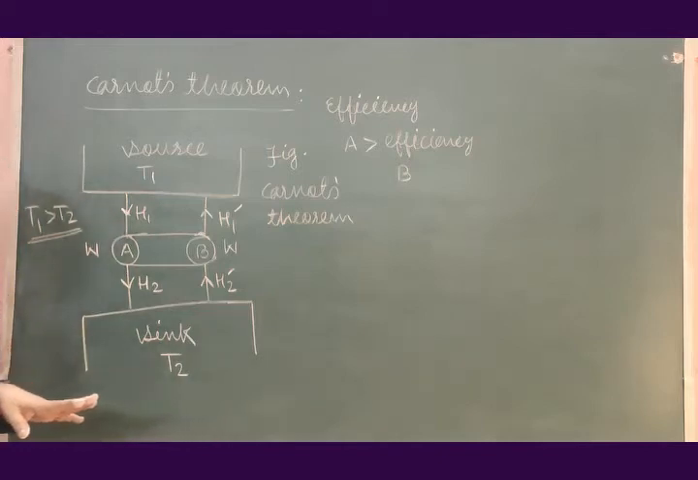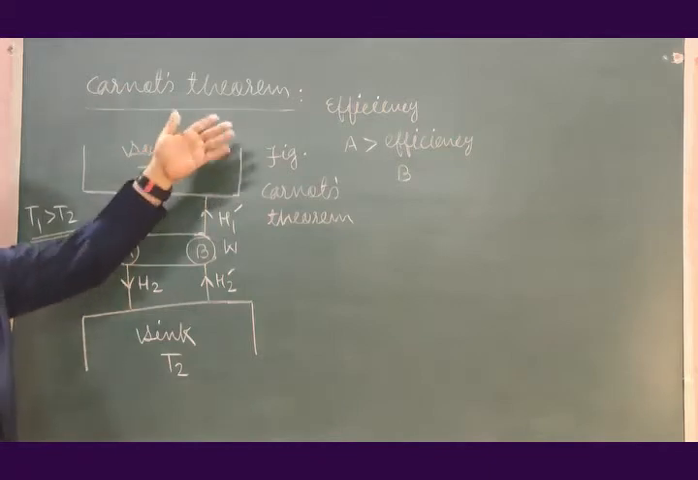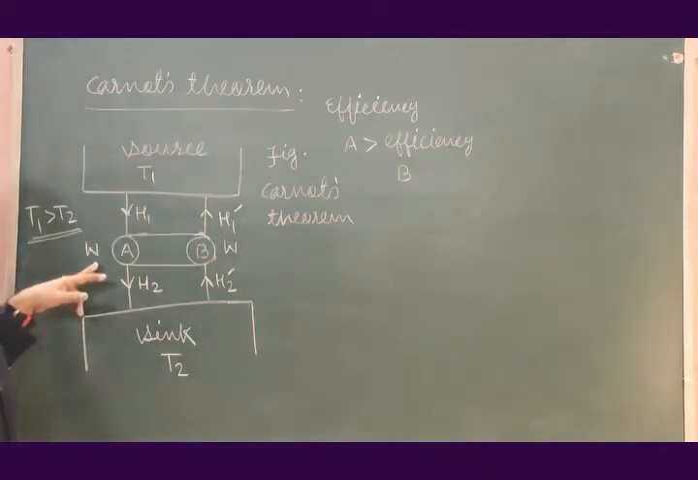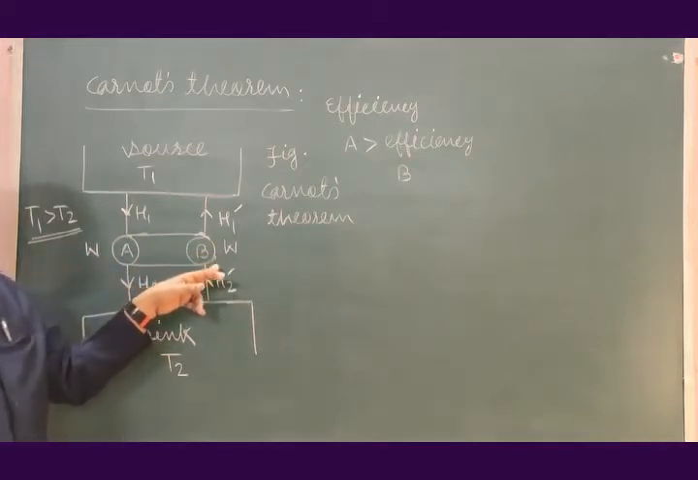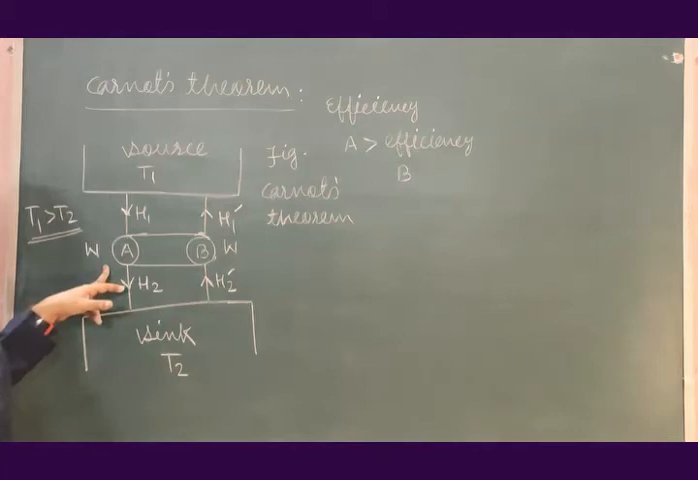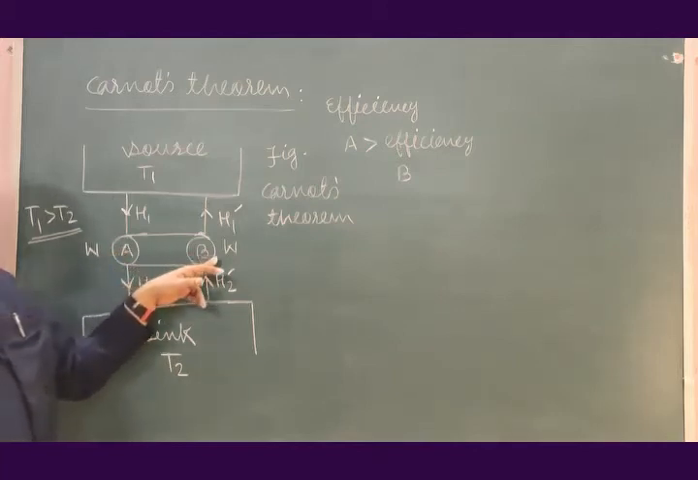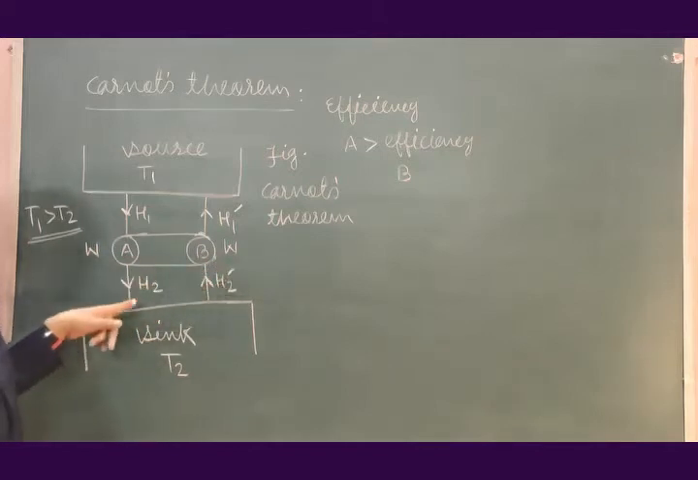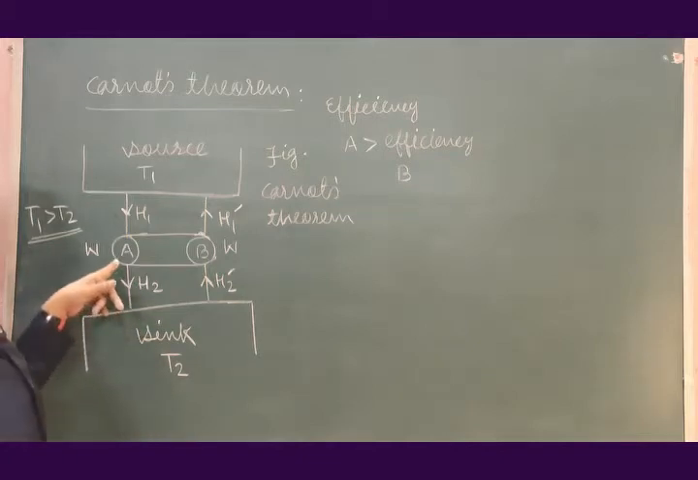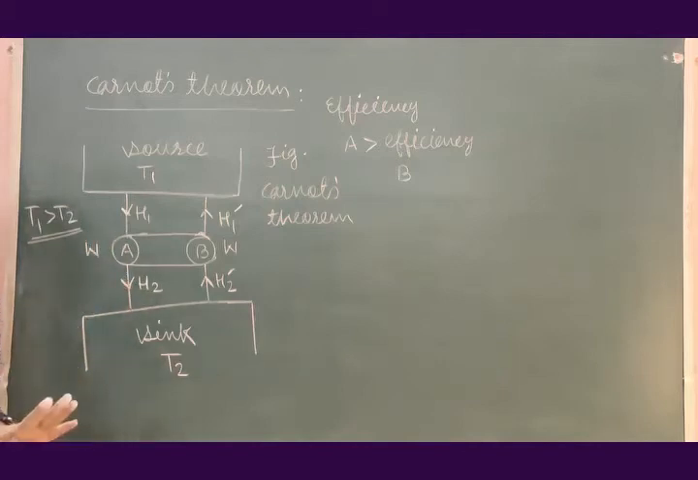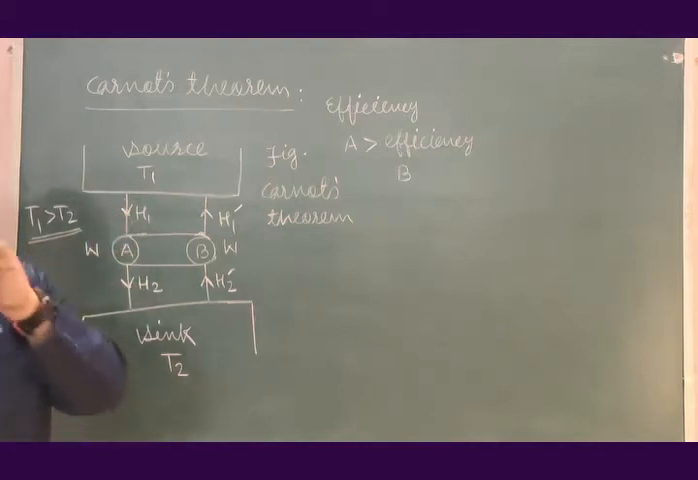V2 divided by V1, I think. V2 by V1, whatever the equation we got. Okay, so this work is coupled to engine B. Whatever work is done by heat engine A, W is given to heat engine B. At the same time, the remaining heat energy H2 is rejected to the sink at constant temperature T2 by heat engine A. And we assume that this is more efficient.